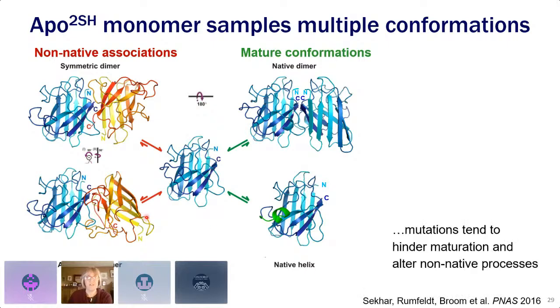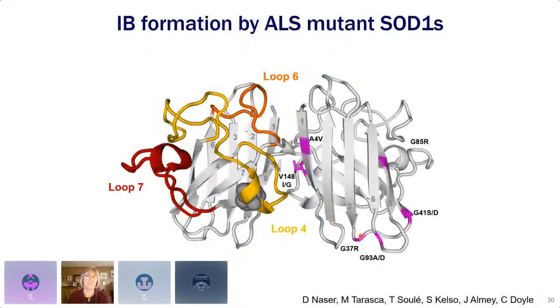So we also looked at mutations. I don't have time to go into that. What we saw in general is that mutations tend to hinder going to these mature conformations, and they alter these processes as well. They can also create opening of these edge strands, beta 5, beta 6. I'll come back to those. Okay, so this tells us what happens with purified protein. What would happen in inclusion bodies? So we looked at that next.